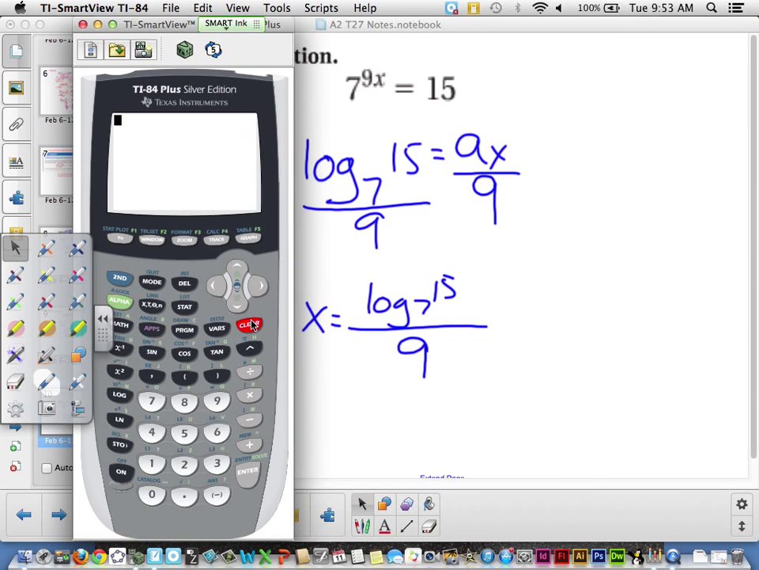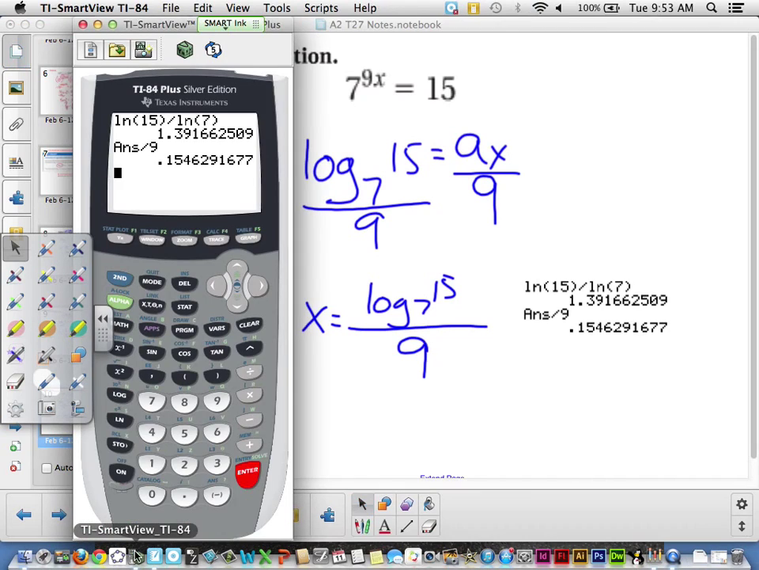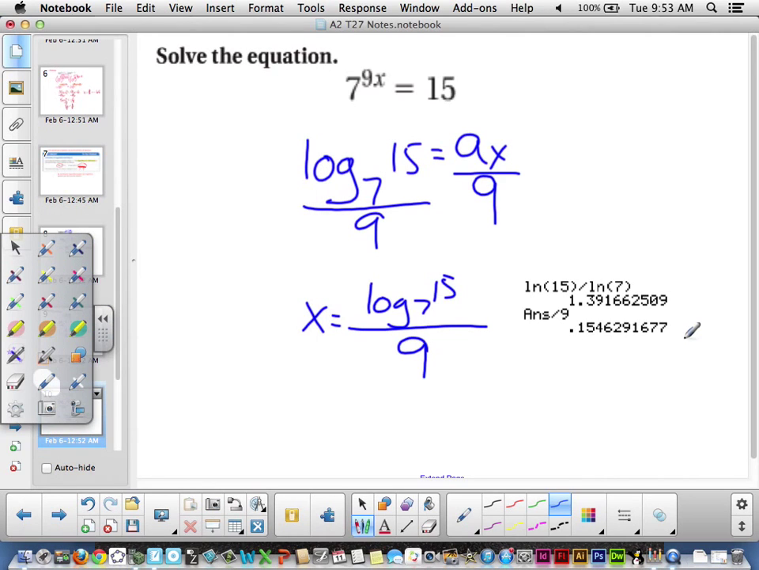We can estimate that natural log of 15 divided by the natural log of 7, and then divide that by 9. 0.154. Do a quick check. 7 to the 9 times 0.1546 should be pretty close to 15. And it is. The more places you carry it to, the closer you'll get.